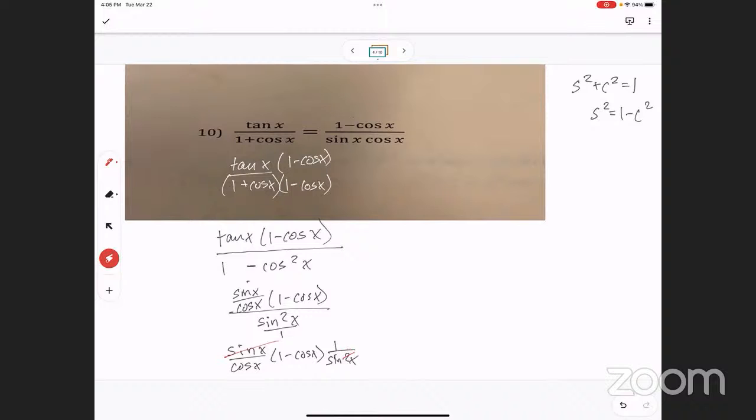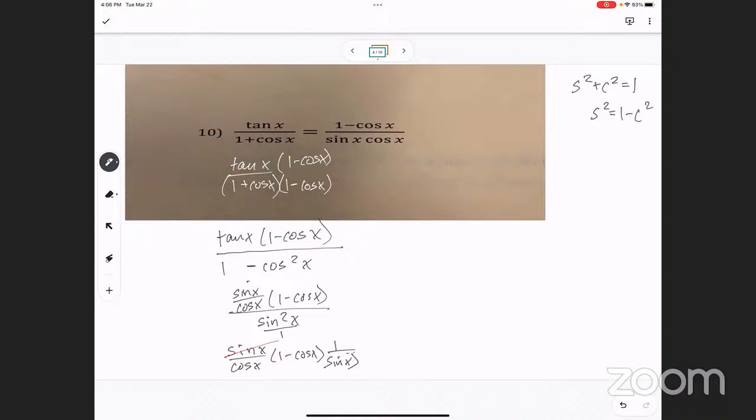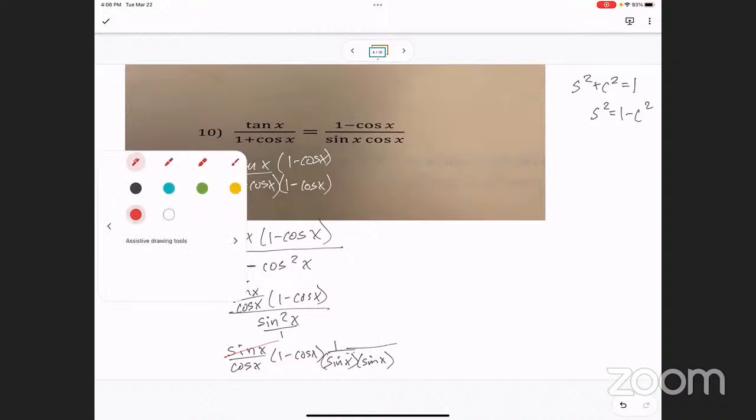I get that. It's just like I got confused because even if there's a 2 out in front, it means 2, not sine times sine. It means sine x plus sine x, not sine x times sine x. That's the difference. So this is sine x times sine x. I'll even write it like that. Got it? And now one of those cancels.